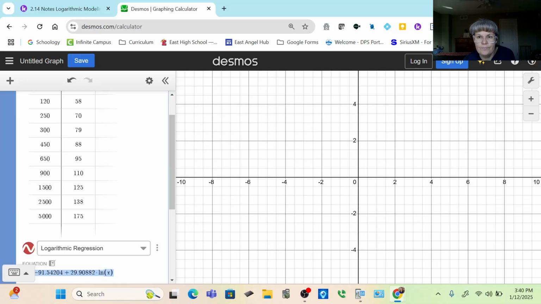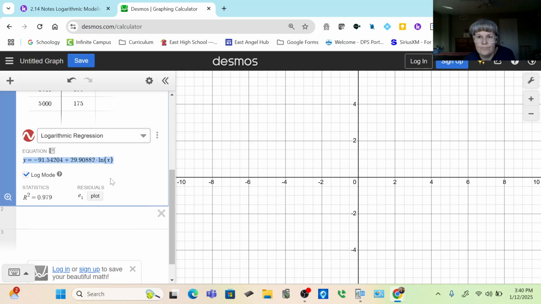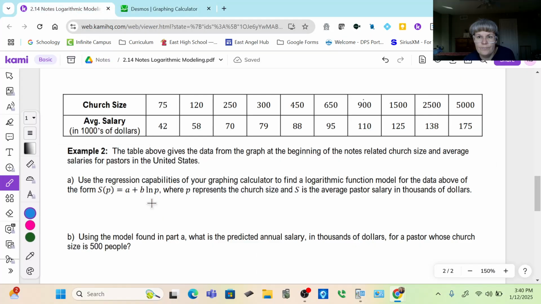I'm going to make note of it. I have it written out as truncated on my paper, so I am going to take that equation and write it as S of P. So P would be the x on that table, equals, as truncated, negative 91.542 plus 29.908 times the natural log of P.